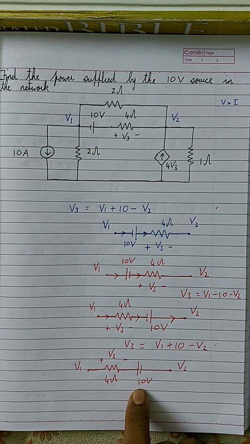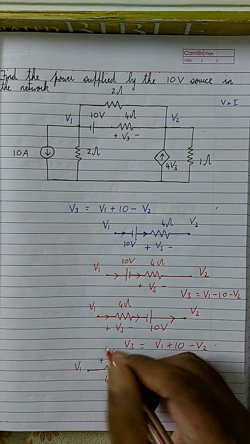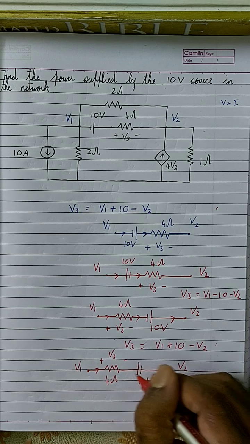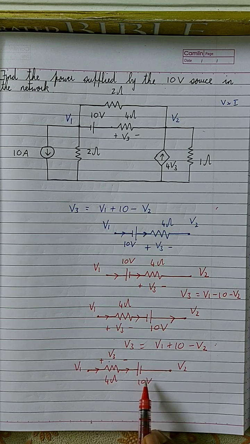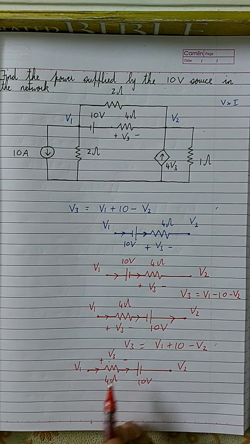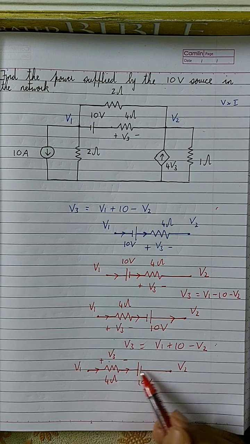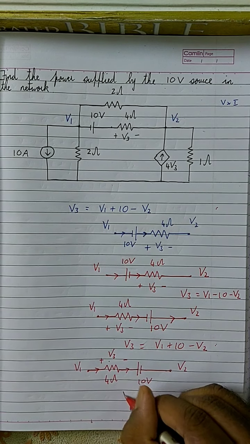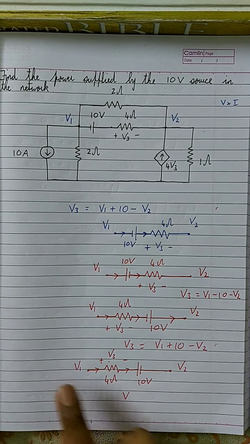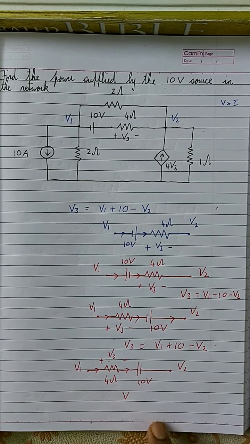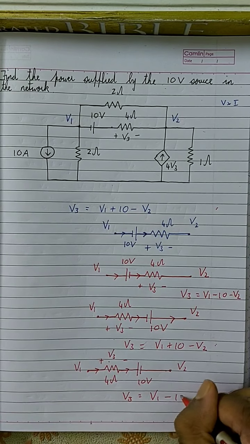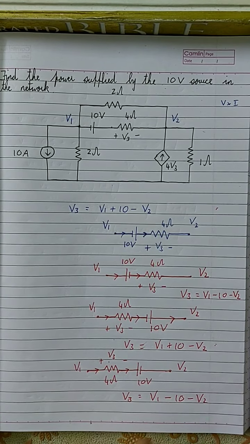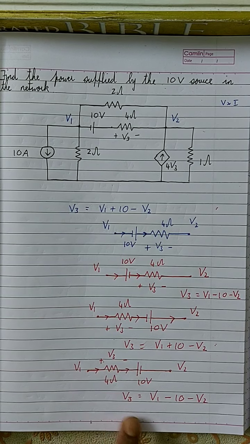And is this 10 volt positive or negative? Let's see. Since the current is flowing in this direction, from left to right, this current is actually entering the positive terminal, which means this positive terminal is not generating current, it is opposing the flow of current. Therefore, this battery is negative, which means V1 is positive, V2 is negative, and this 10 volt is also negative. Or in other words, V3 is equal to V1 minus 10 minus V2. This is the equation for the voltage across this resistor.